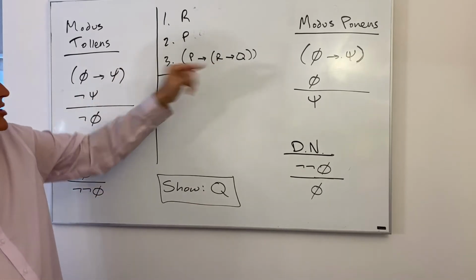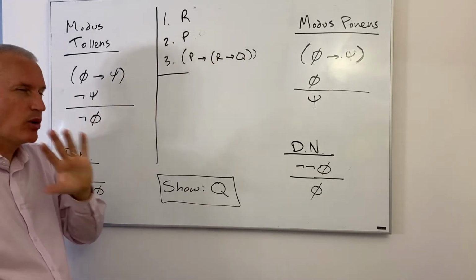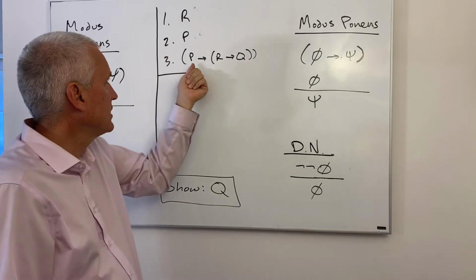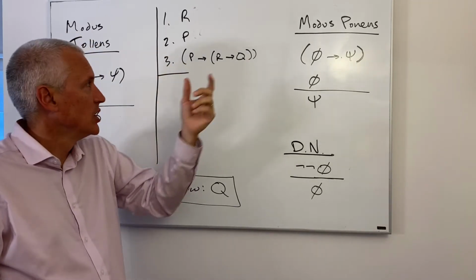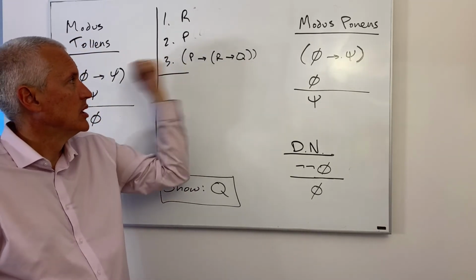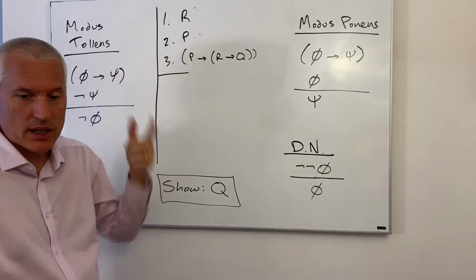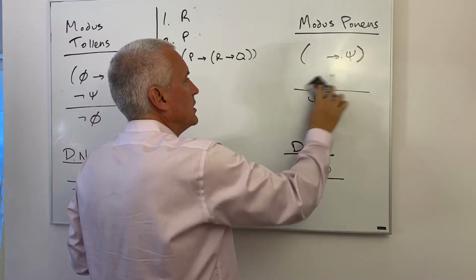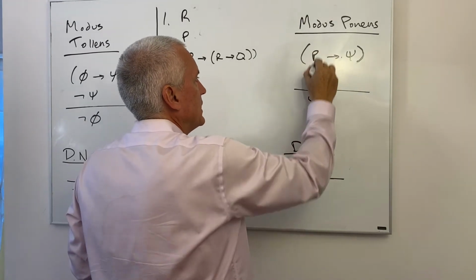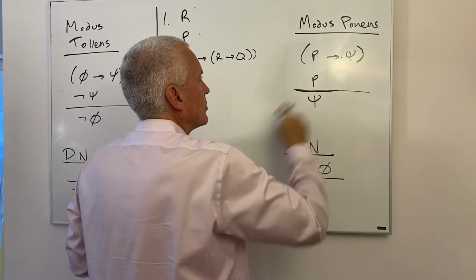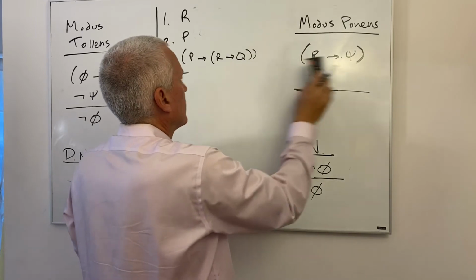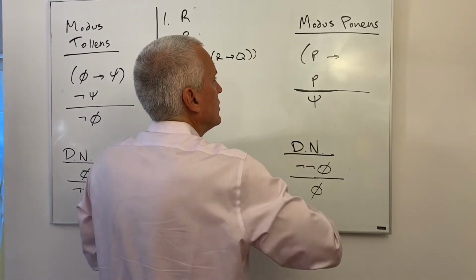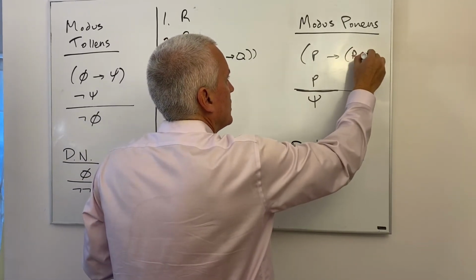But I have this conditional, line 3. And again, always when you see a conditional, you should be thinking, do I have the first part so I can do modus ponens? Or do I have the second part so I can do modus tollens over here? Let's look at the instance of the rule. We'll go ahead and put in P for phi. And I'm going to go ahead and put in this part, R arrow Q for psi.